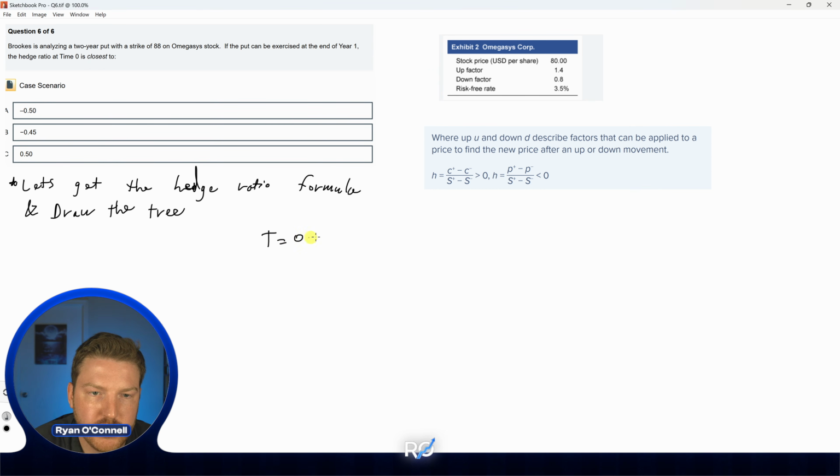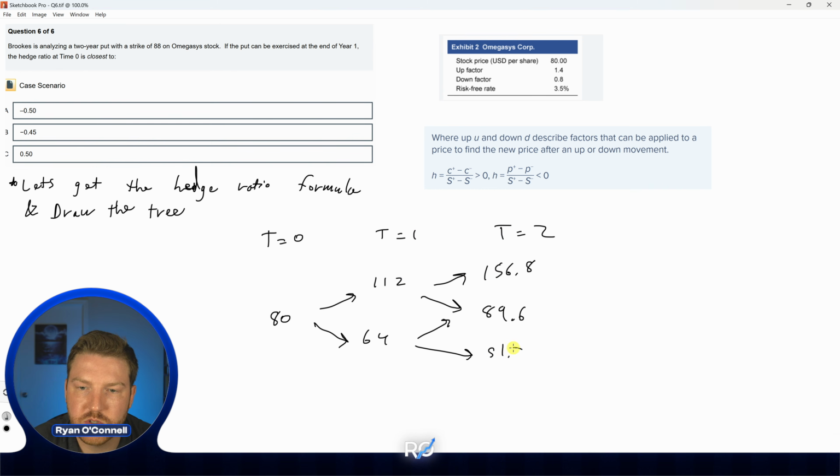We've got time equals 0, time equals 1, and then time 2. Okay, so we've got all of these, and then what we can do is calculate these hedge ratios at, let's say, time 1 or time 2. If the put can be exercised at the end of year 1, the hedge ratio at time 1 is closest to... So that's what we want to find, because it can be exercised at the end of year 1, we want to figure out what these hedge ratios are at this time.